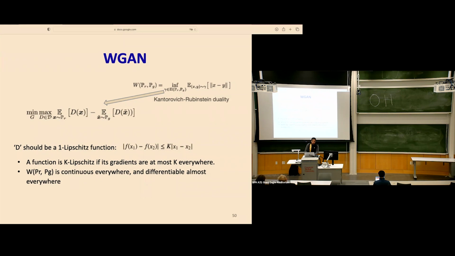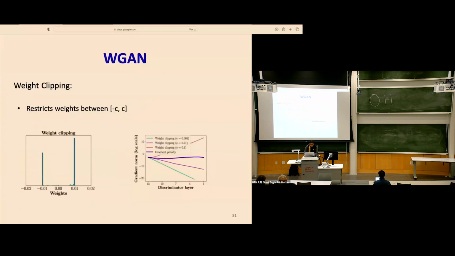So what is a Lipschitz function? A Lipschitz function basically ensures that the Wasserstein distance function is continuous everywhere and differentiable almost everywhere, which is what we need. A function is k-Lipschitz if its gradients are at most k everywhere. In the original paper for Wasserstein GAN, they achieved this condition with a trick called weight clipping. They restricted the weights to a range of -c to +c, where c is a hyperparameter.